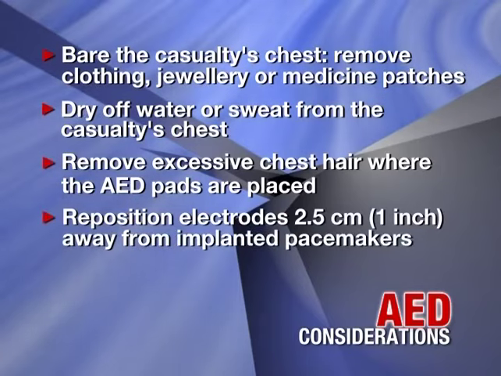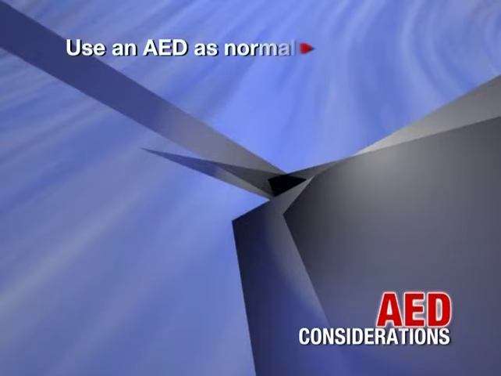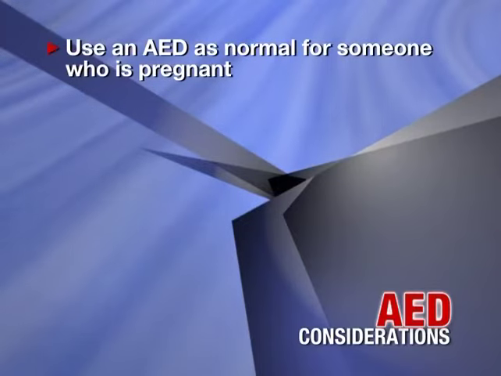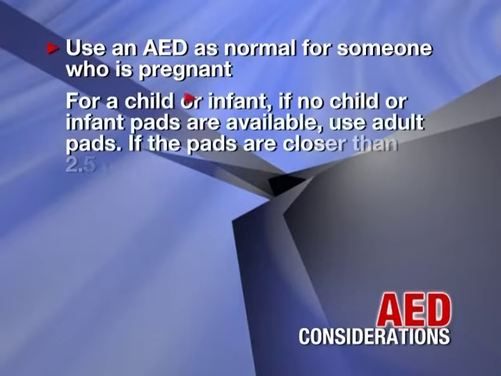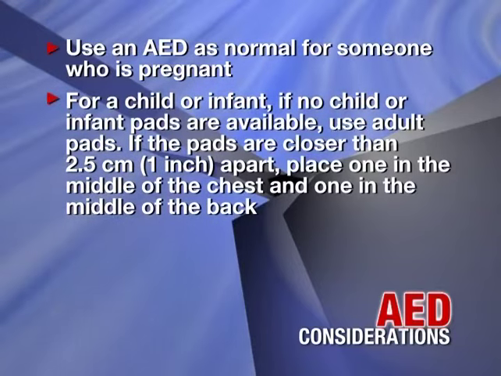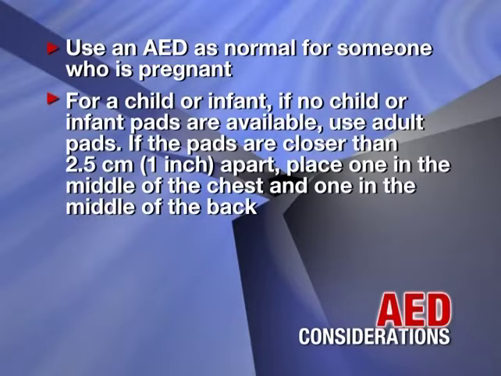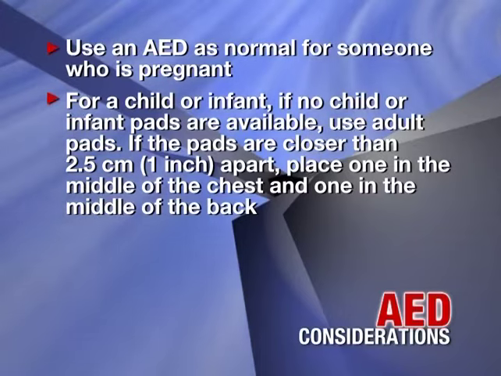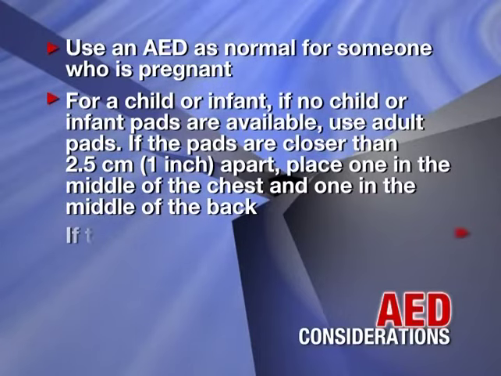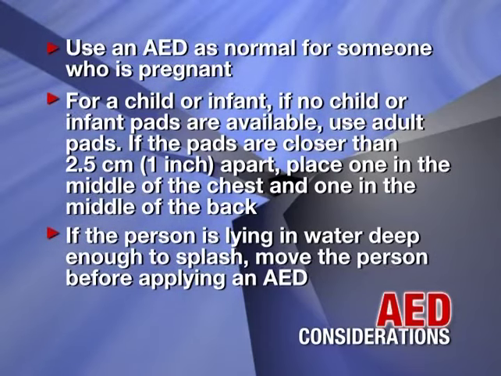Reposition electrodes 2.5 centimeters away from implanted pacemakers. Use an AED as normal for someone who is pregnant. For a child or infant, if no child or infant pads are available, use adult pads. If the pads are closer than 2.5 centimeters or 1 inch apart, place one in the middle of the chest and one in the middle of the back. If the person is lying in water deep enough to splash, move the person before applying an AED.